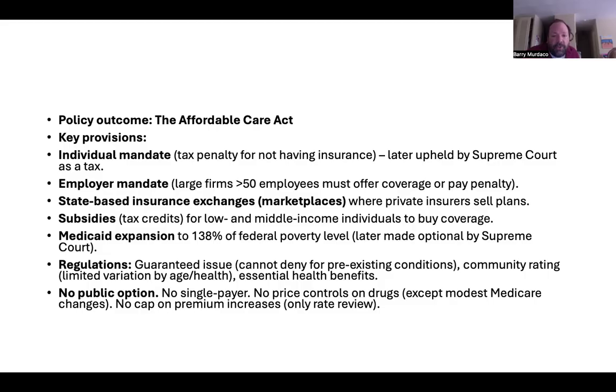Regulations: guaranteed issue, cannot deny for pre-existing conditions. Community rating, limited variation by age and health, essential health benefits. These are basically things to prevent insurance companies from selling people a policy and putting some kind of limits upon the premiums. But again, as we'll see, it did not really do all that much. No public option, no single payer, no price controls on drugs except modest Medicare changes, no cap on premium increases, only rate review.